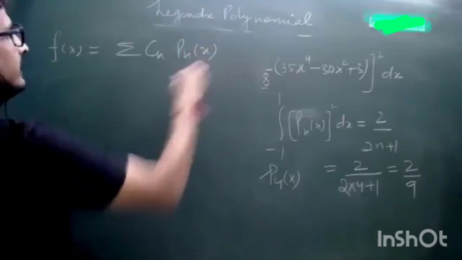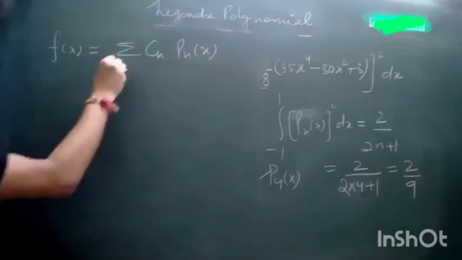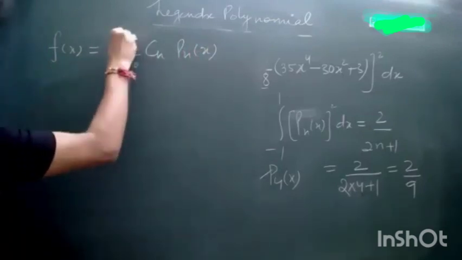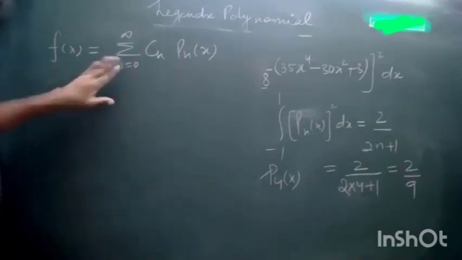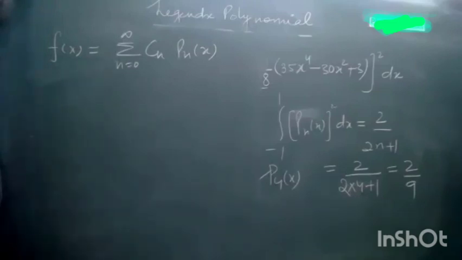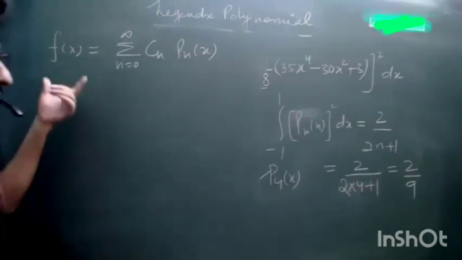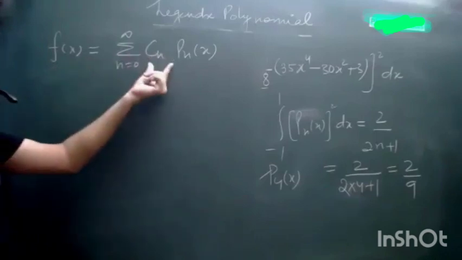Na, yahi to bola tha maine. Where n starts from 0 to infinity. Jitne bhi terms aa jaye, 1, 2, 3, 4 or infinite terms. You agree with this? Yes. So if f(x) is given, we can directly calculate the value of Cn, the coefficients.